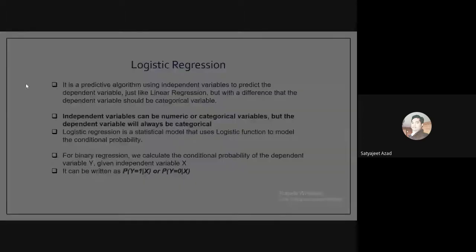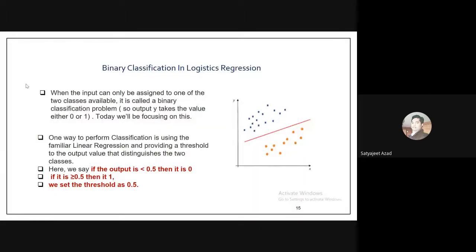Now there is some separation, the boundary, you can say. There is something called a decision boundary in logistic regression, and also in linear discriminant analysis. When the input can only be assigned to one of the two classes available, it is called a binary classification problem. Whether you want to give a loan to XYZ person or not, whether your customer is going to churn or not, whether you are getting spam or not spam. This is a typical case of a binary classification problem.